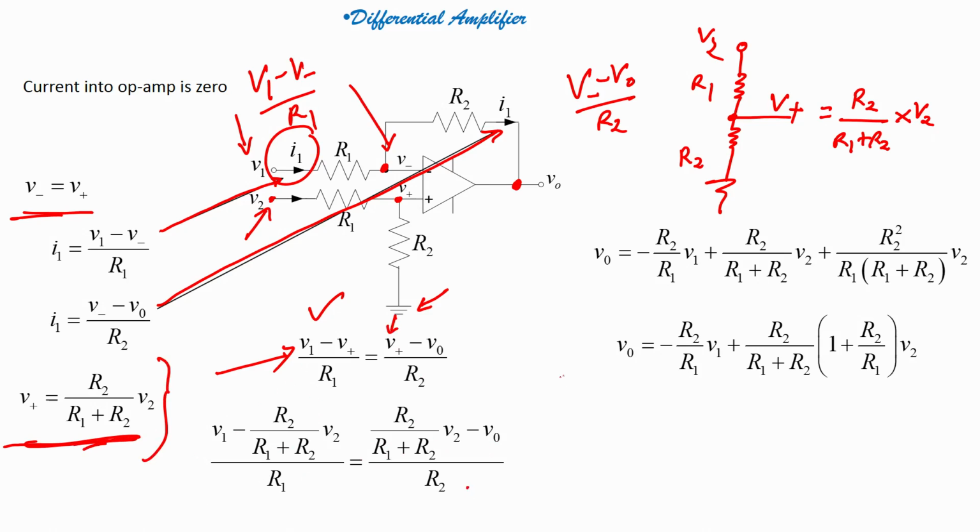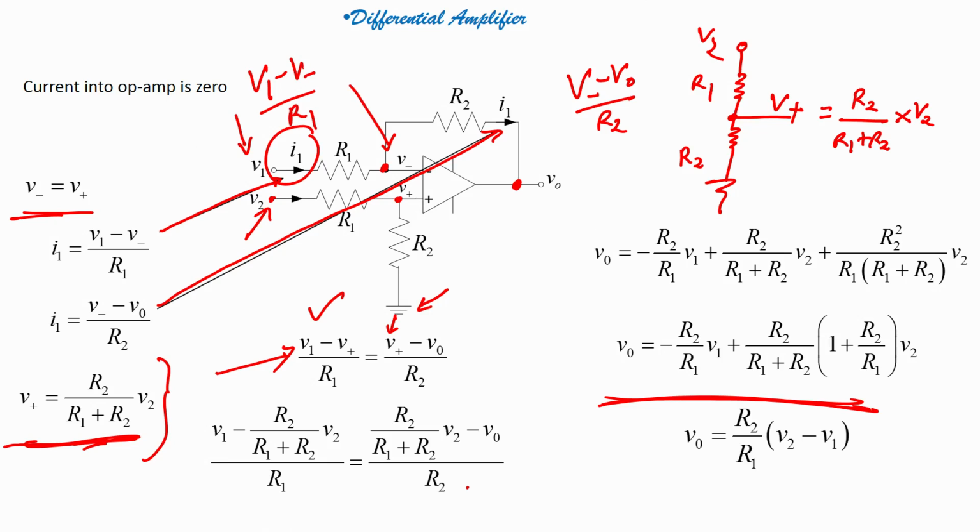So, if I solve further, what will I have? When I solve the complete equation, I will find that my VO equals minus R2 by R1 times V1, plus R2 by R1 plus R2, times 1 plus R2 by R1, times V2.